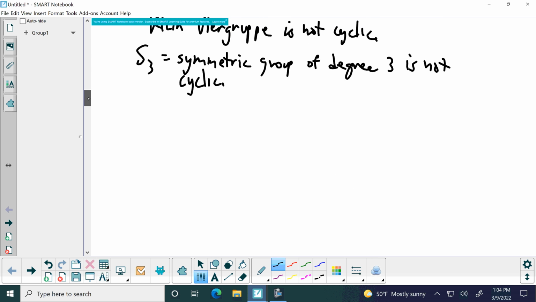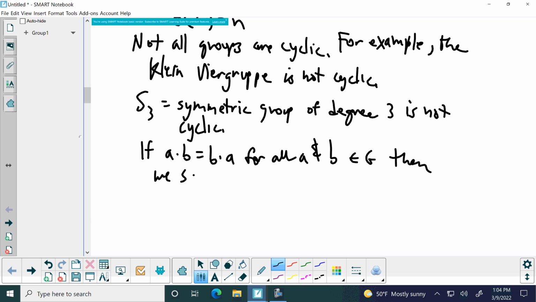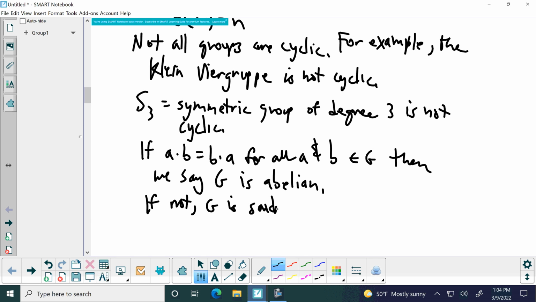And also, if A times B is equal to B times A for all A and B in G, then we say G is abelian. And if not, G is said to be non-abelian.